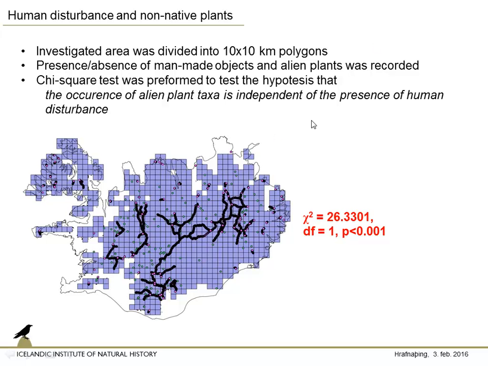And then in each polygon, the presence or absence of the man-made objects, such as huts or small buildings or other infrastructure, was recorded. And also I recorded the presence or absence of alien plant species. And then I performed a chi-square test in order to test the hypothesis that the occurrence of alien plant taxa is independent of the presence of human disturbance. And the results of the test show that this hypothesis is not true.